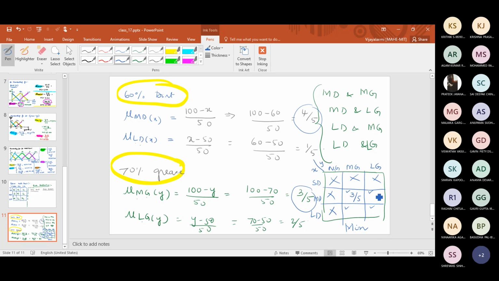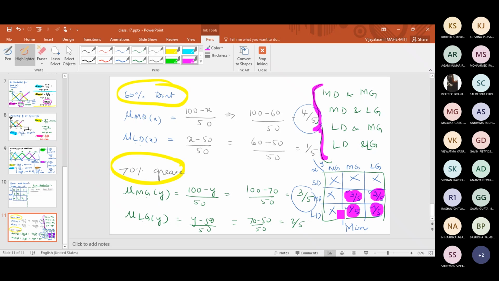Next, medium dirt and large grease. Medium dirt is 4 by 5, large grease is 2 by 5. So the minimum is 2 by 5. Next, large dirt and medium grease. Large dirt 1 by 5, medium grease 3 by 5. So you will write 1 by 5. Last one, 1 by 5 and 2 by 5, 1 by 5. Please see here, the min composition we are doing. That means out of these combinations, you are writing the minimum.